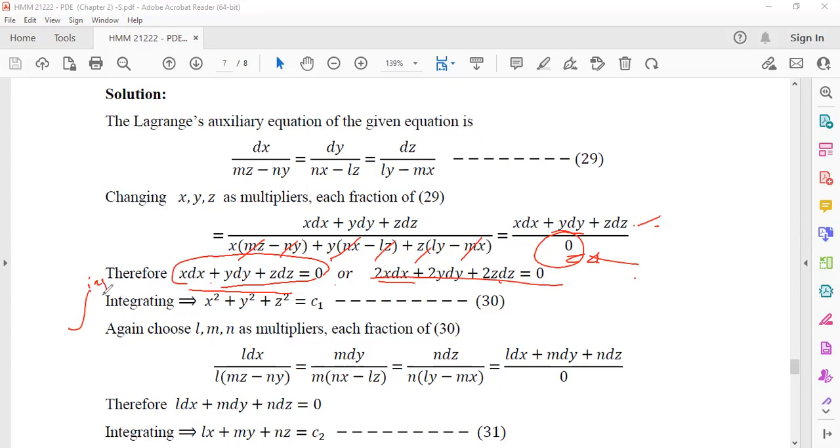If you integrate x dx, divided by 2, this will be 2 and this will be 2. If you take 2, what is the answer? My phi of xyz will be x square plus y square plus z square. I can take all the 2 out, that's why they chose 2 already. It's not a problem. This is our phi.